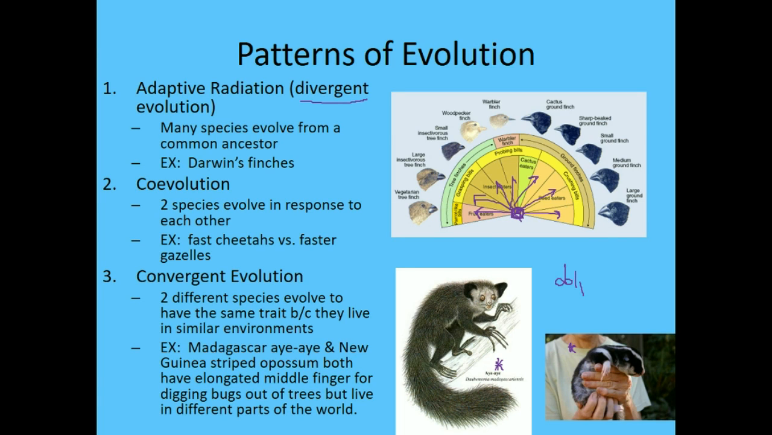Another example is a dolphin and a shark. One's a fish, one's a mammal. Let me say that again. One's a mammal, one's a fish. Very vast differences, but they have similar features because of where they live. So convergent evolution is completely different organisms that have similar features.